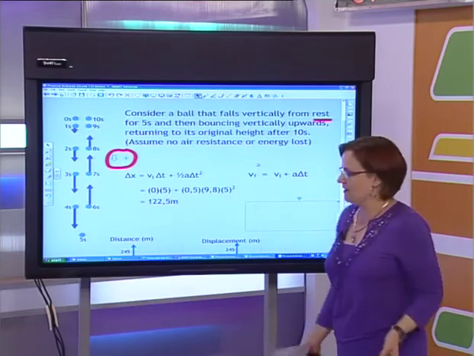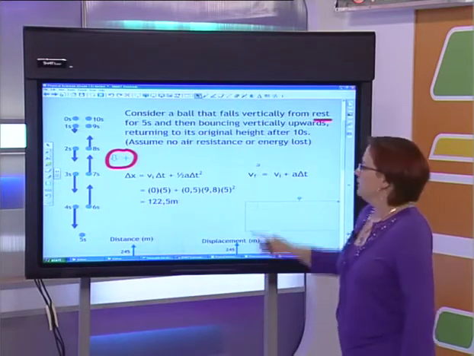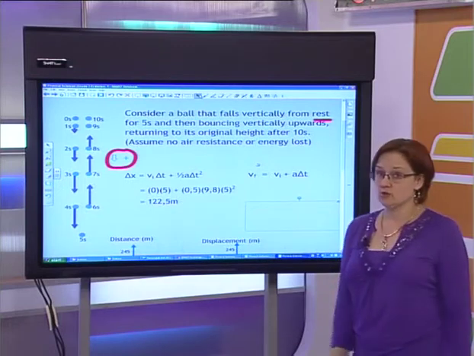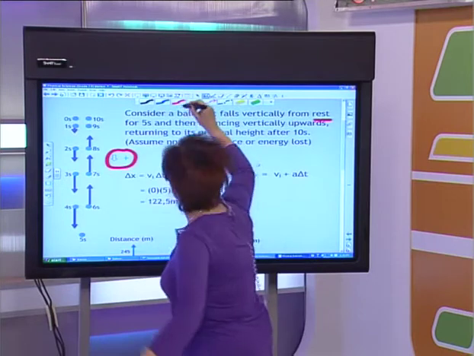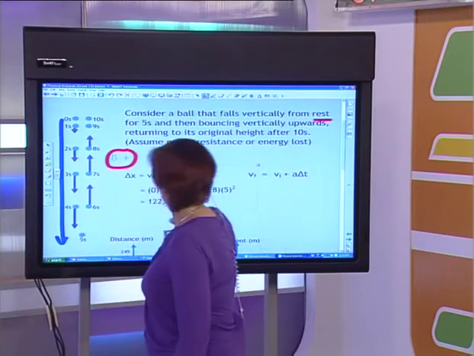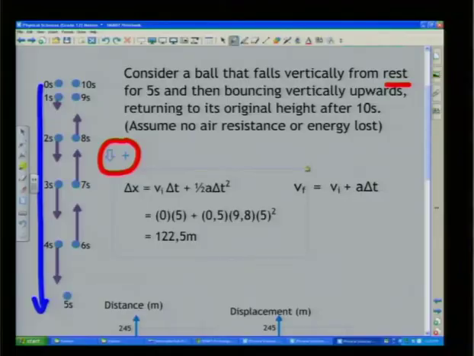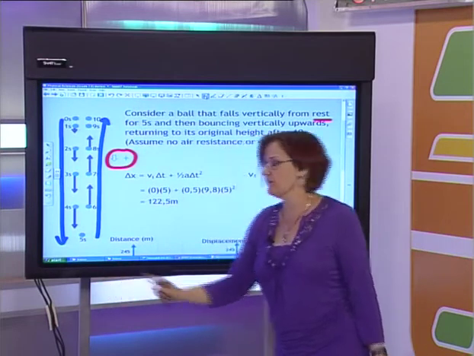But just remember, and we all do this when we get all shaky in the exam, 0 times 5 is 0, okay? And then we've calculated and we get 122,5, which means that my object has gone down by 122,5, but then it goes up by 122,5 as well. Okay, so this isn't just for one, this isn't the total displacement, it's just one direction, okay?